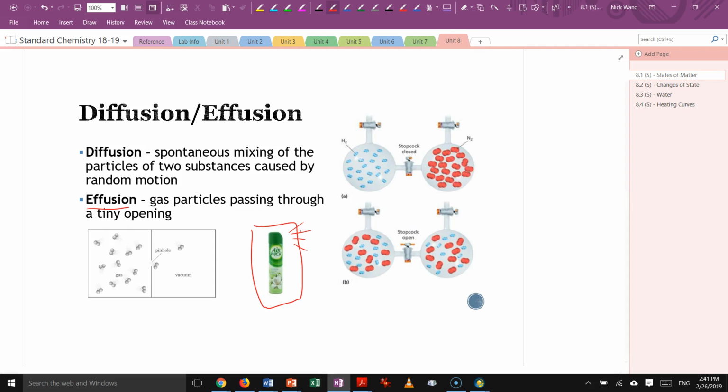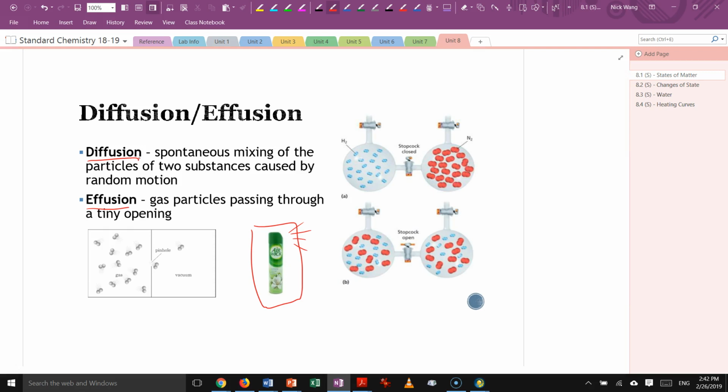And then diffusion is, say you spray that in the corner of a room, and then that room, because there are already air particles around, is going to allow these smelly particles to float throughout the room and mix around. So that's essentially diffusion. Effusion is about passing through a small opening. Diffusion is about spreading through a mixing of gases. And that more or less takes care of that.